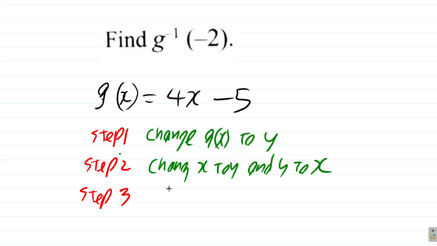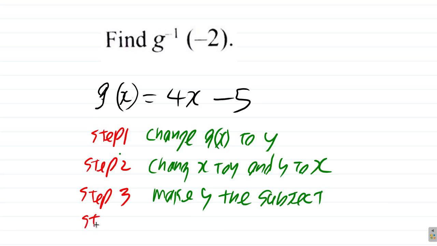Step 3, you're going to make y the subject. After you make y the subject, you go to the final step, step 4. You change y to g inverse of x. That's one thing you can do. You could do this to find g inverse of x and then substitute 2 for it. Alright?